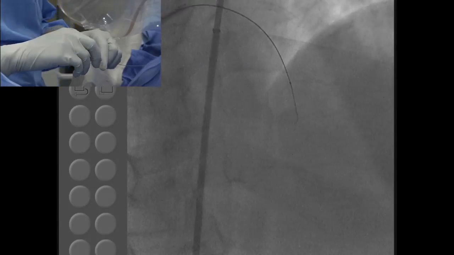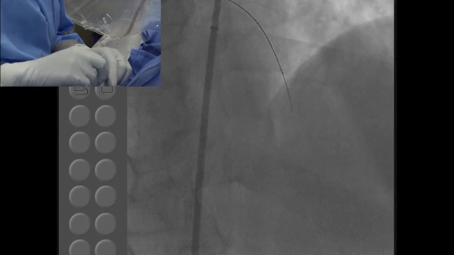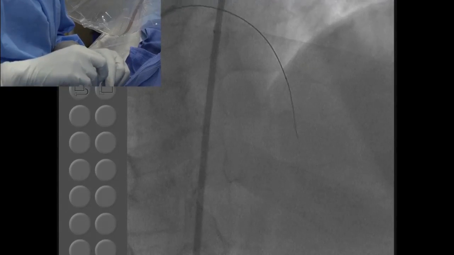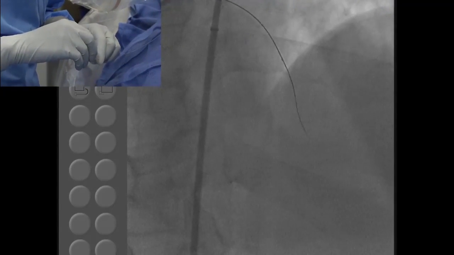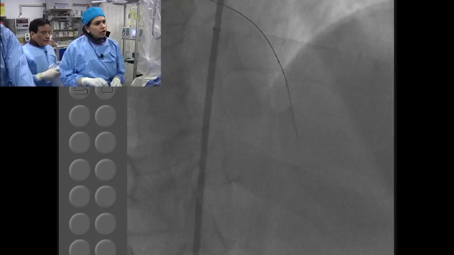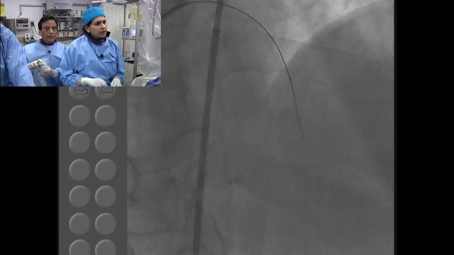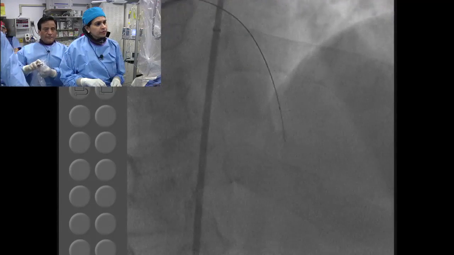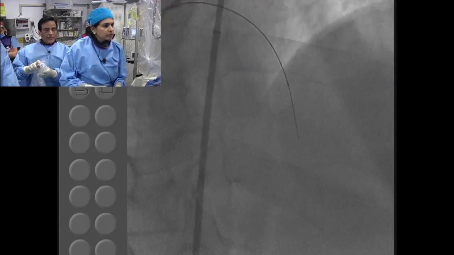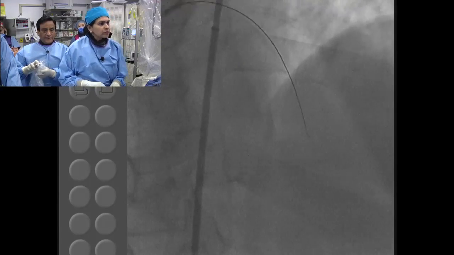Anu, what was the breakdown in your cases with the CTO trial? Almost all the cases were 6 French? Yes. No, 7 French were like 15% of cases, but otherwise all cases were done using a 6 French guide catheter. Excellent.